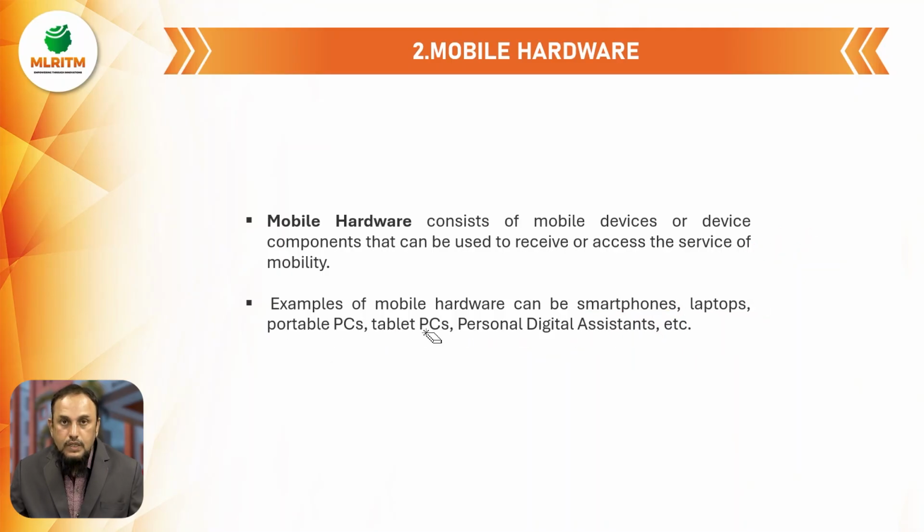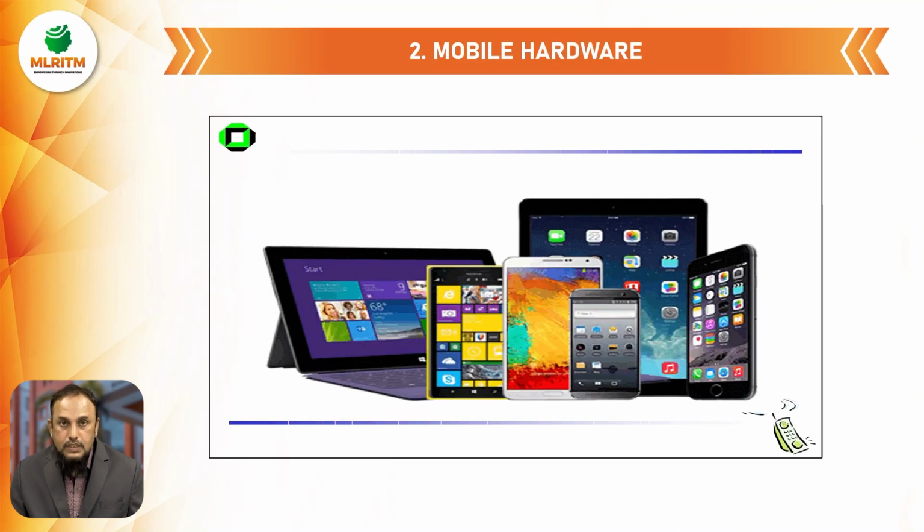Now, what are the three concepts of mobile computing? The first one is mobile communication. The second one is mobile hardware. Now we go for the third one. This is the diagram. With the help of the diagram, I am showing what the mobile devices are. In this diagram you have the laptop, smartphones, tabs, and all these things. By this diagram, you understand the concept of mobile hardware.